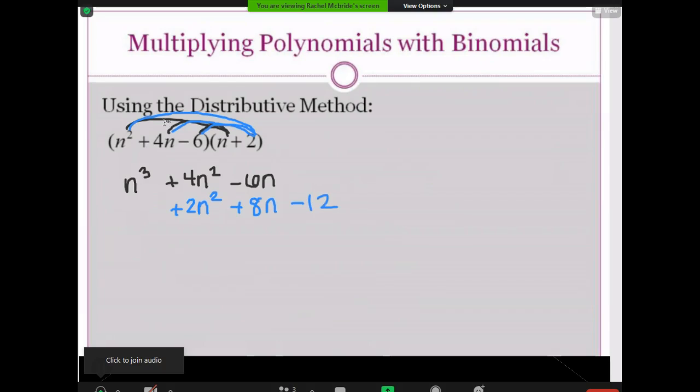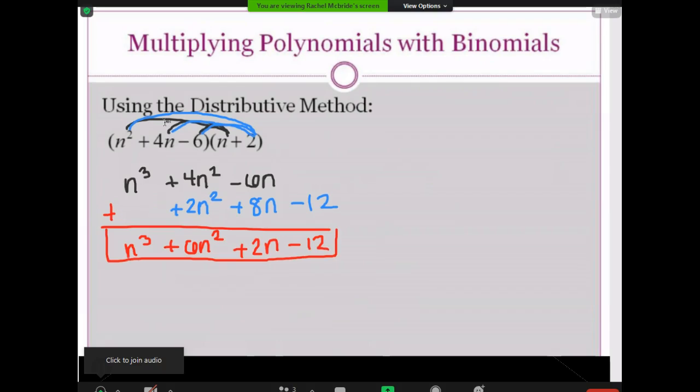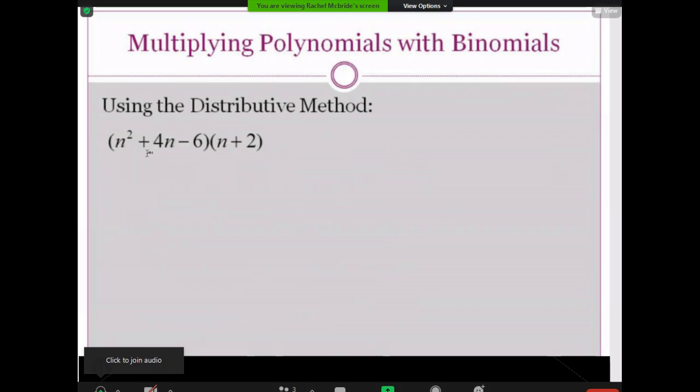So what we're going to do is add the terms vertically and combine the like terms, which are the two terms in the middle. So you get n cubed plus 6n squared. Remember that adding combined like terms does not change the powers of the variables. It only adds the coefficients. And then plus 2n minus 12. So that's technique number 1.